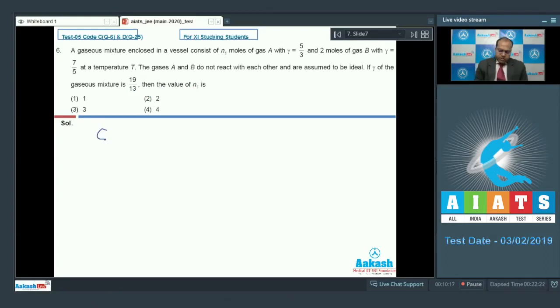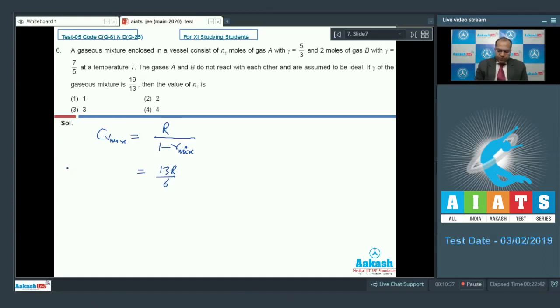So we know that CV of the mixture is equal to R divided by gamma mixture minus 1. The value of gamma mixture is 19 by 13. So if I substitute the value of gamma mixture, 19 by 13, here, then it comes out to be 13 R by 6. So this is the value of CV mixture.